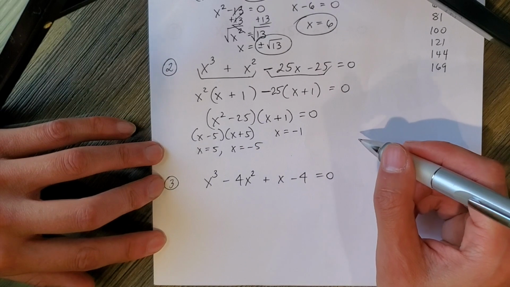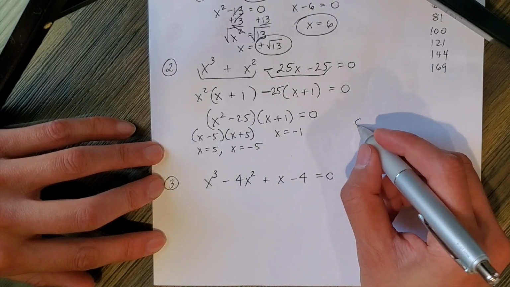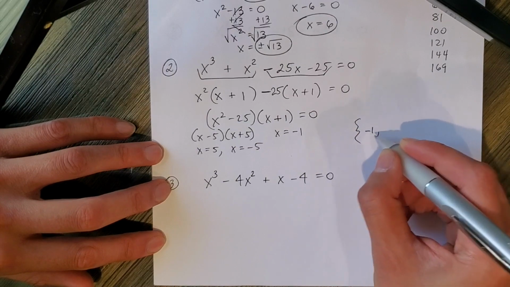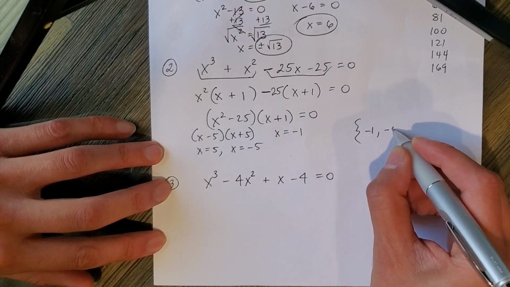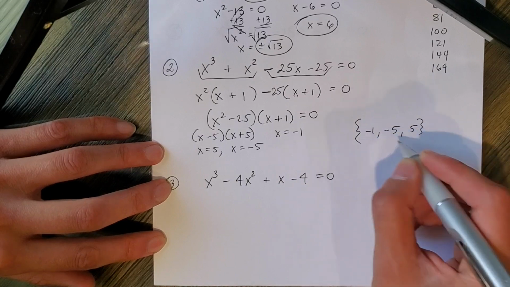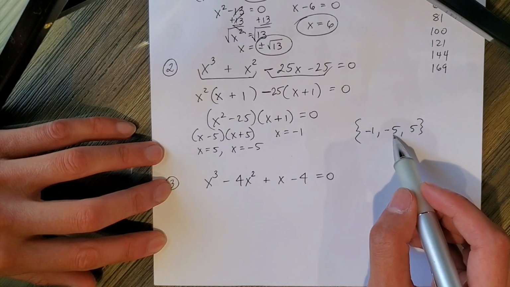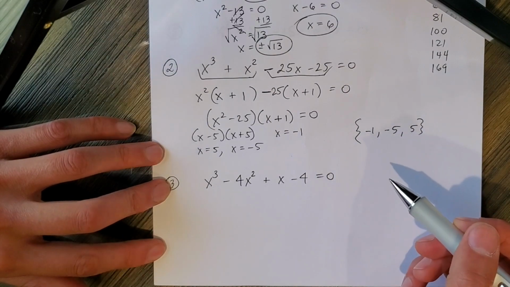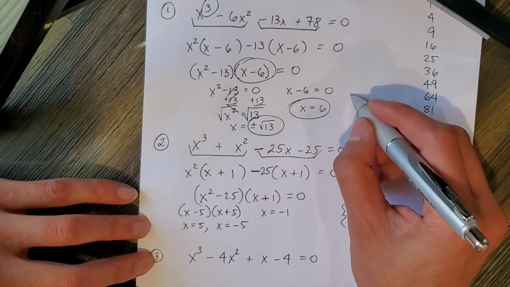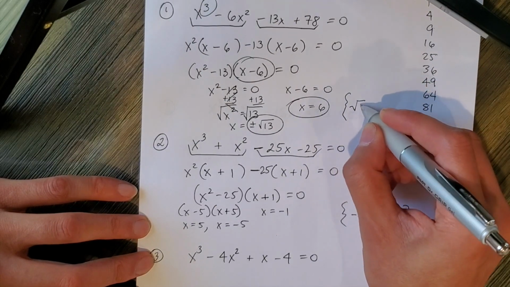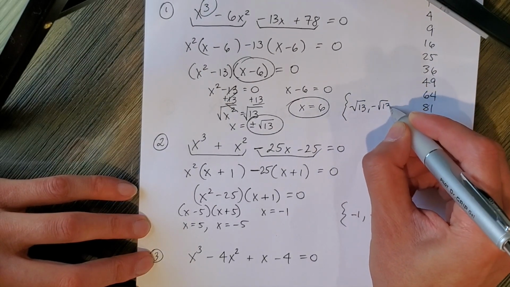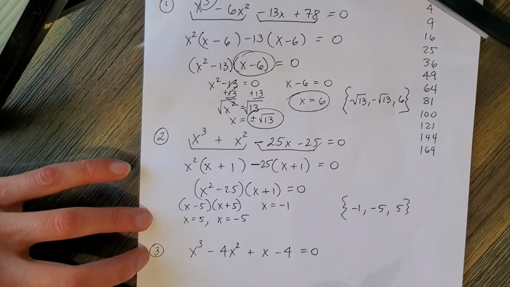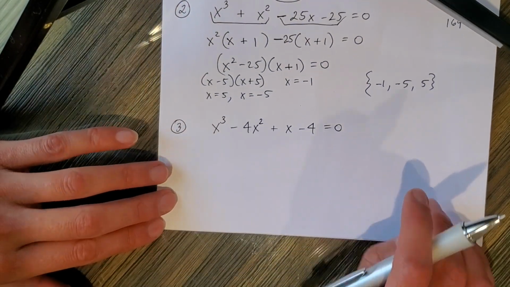If I were to write my answer here, I could just go from least to greatest. So I would just go ahead and put little braces here, and it'll just be negative 1 and then negative 5 and 5. And I didn't do it from least to greatest. Negative 5 should be first and then negative 1. But it really makes no difference. Just go ahead and put all your answers inside the braces. For this one, it would just be written like this: square root of 13, negative square root of 13, and 6. See that? Okay, let's move on.